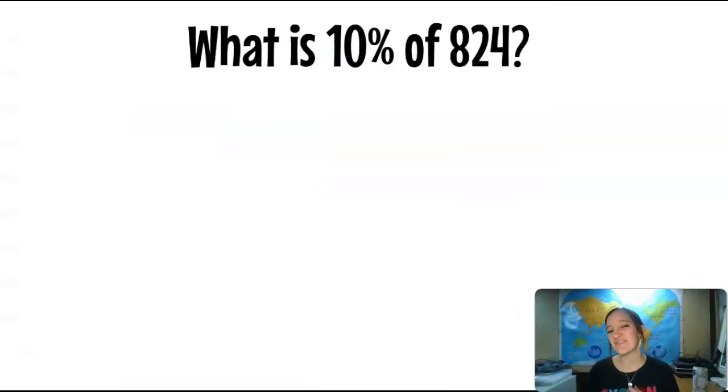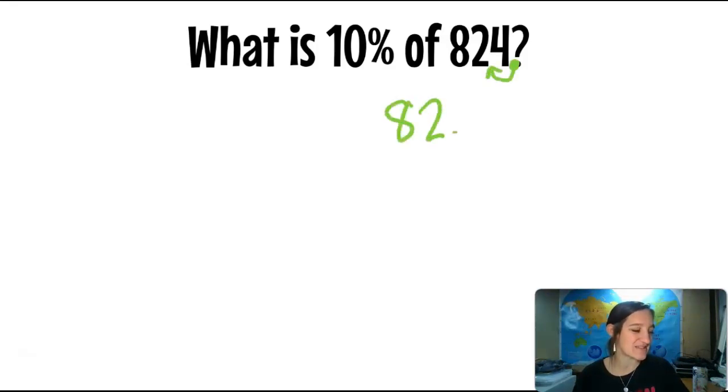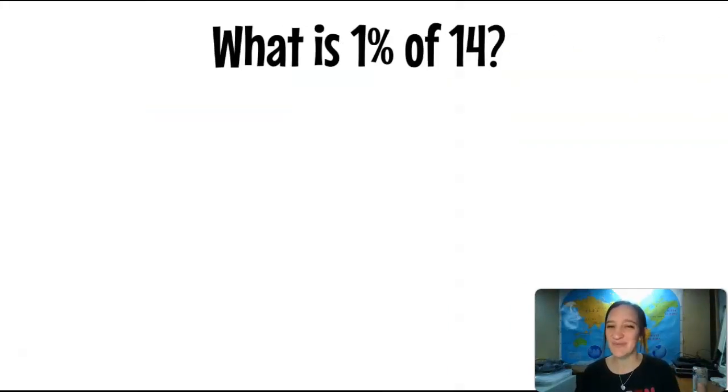What is 10% of 824? These are my favorite because all you have to do is, if the decimal's not in sight, then you put it on the right and you scoop it one place value in. So it's 82.4. And then what is 1% of 14? If the decimal's not in sight, then you put it on the right, and this time you scoop it twice. So 1% of 14 is 14 hundredths.